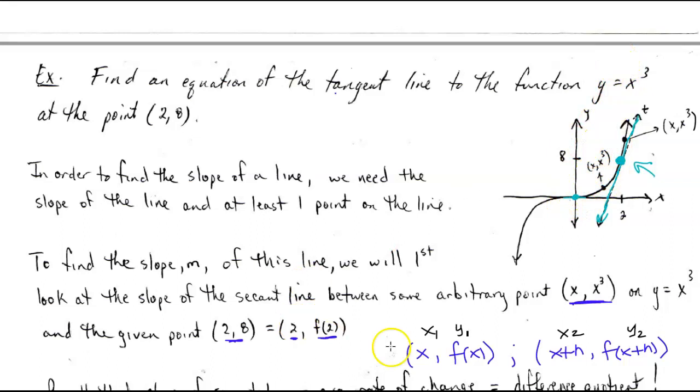Now, of course, I could go through this whole process again, and instead of using the point 2, 8, I could use 0, 0, go through the whole process, and I could show you that as x approaches 0 coming from the left side and from the right, the instantaneous rate of change or slope of the tangent line would actually end up being 0.